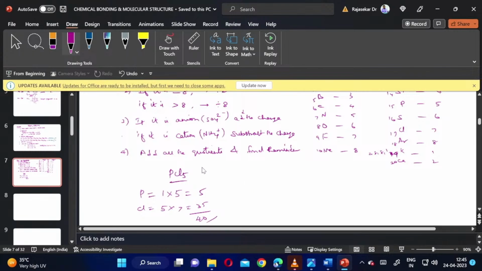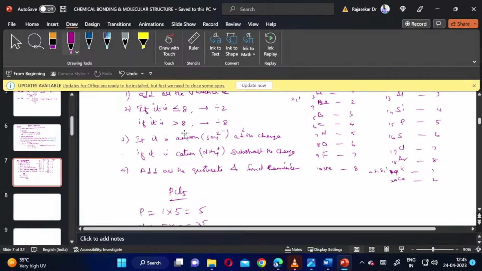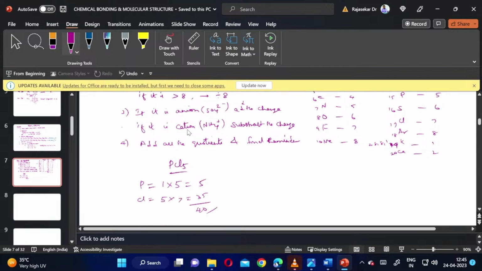See the second rule: if it is greater than 8, divide by 8. Greater than 8, what do we do? Divide by 8. So 40 by 8: the quotient is 5 and the remainder is 0. To find the value, add quotient plus remainder: 5 plus 0 is 5.